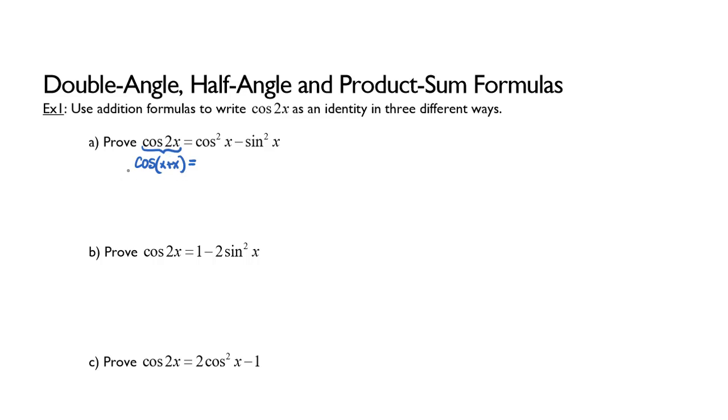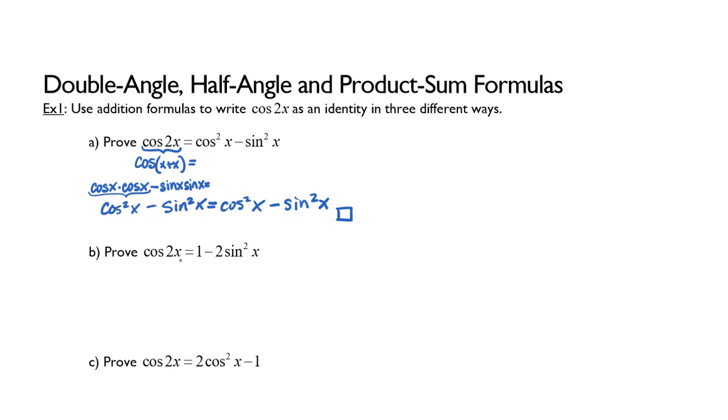And then I'm going to use the addition formulas to rewrite cosine of x plus x as cosine of x times cosine of x minus sine of x times sine of x. So that gives me cosine squared of x minus sine squared of x. And that is exactly what I have on the right-hand side. Cosine squared of x minus sine squared of x on the right side as well. And so I've proven that as desired.